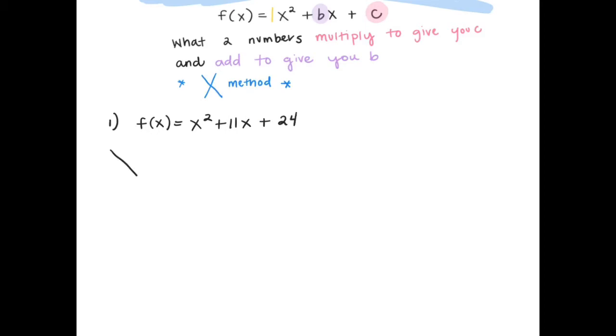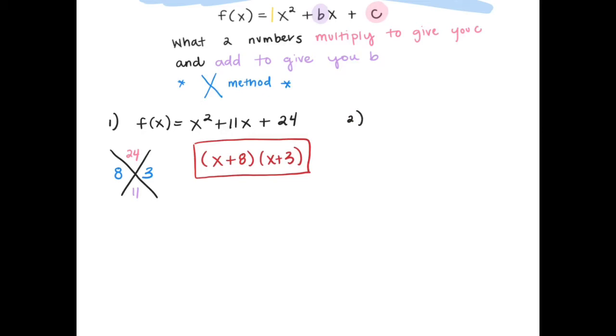So when I go to create my x, I'm going to put 24 on the top and 11 on the bottom. Two numbers that multiply together to give you 24 and add to give you 11 are 8 and 3. We take the 8 and 3 and put it inside a binomial. So it looks like x plus 8, x plus 3. You could have them flip-flopped, and that is okay.